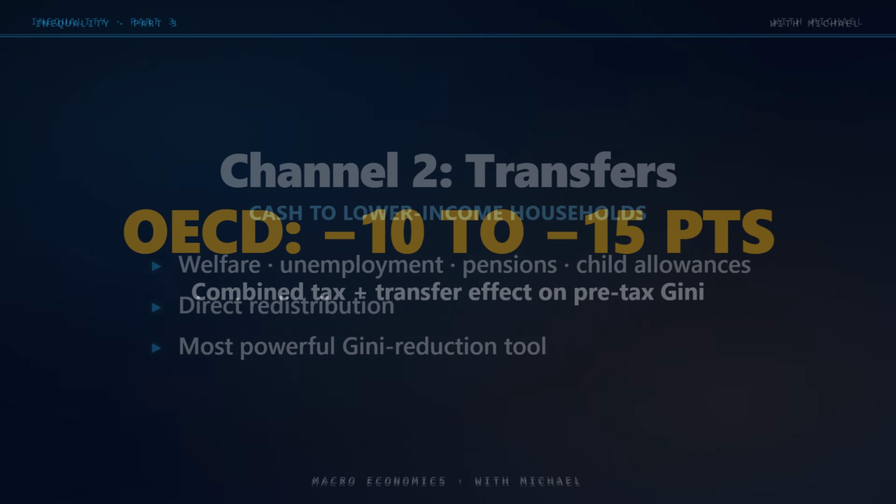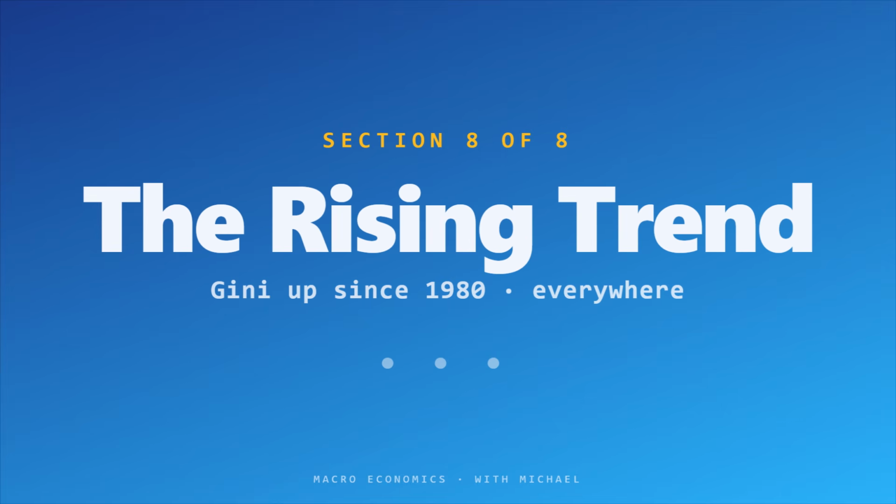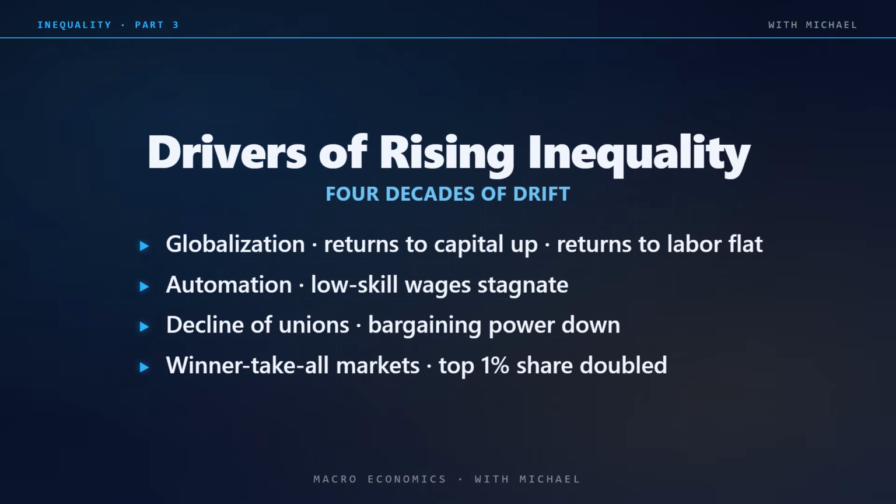Section 8. Trends and implications. What are the trends? Across developed economies, the pre-tax Gini has risen significantly since around 1980. The reasons are debated: globalization, automation, decline of unions, financial deregulation, returns to education, winner-take-all markets. The post-tax and transfer Gini has also risen, but less. Governments have used redistribution to offset some of the rising pre-tax inequality, but not all of it.